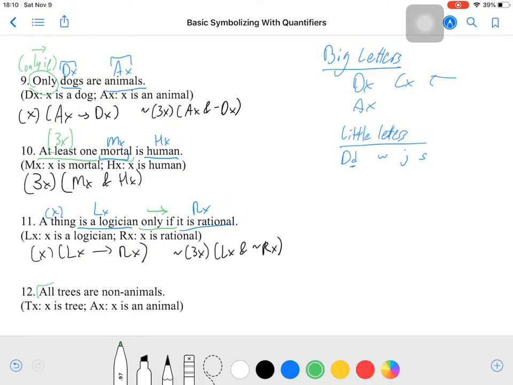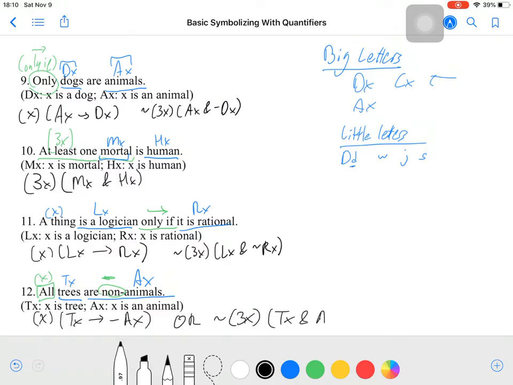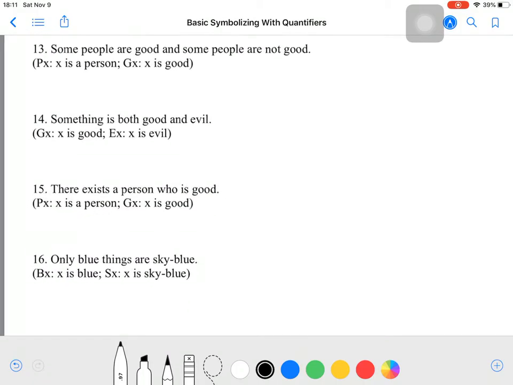For 12, we find all. So we're going to be talking about universal. Then we have trees, that's a category. Then here we have a not statement, along with another category of animals. So the way we translate this one is for all of X, if X is a tree, then it can't be the case that that X is an animal. Or it's not the case that there exists an X such that X is both a tree and an animal. Both of these translations work. Let's keep going.